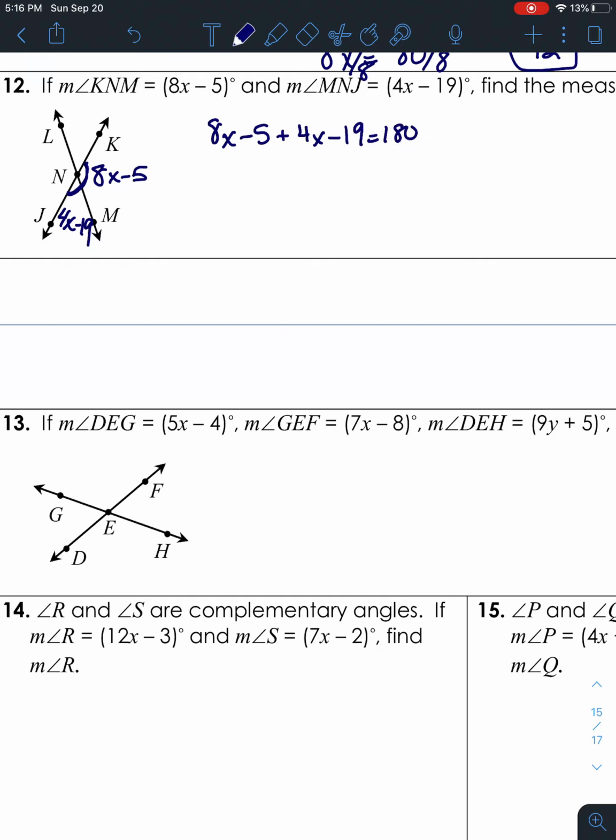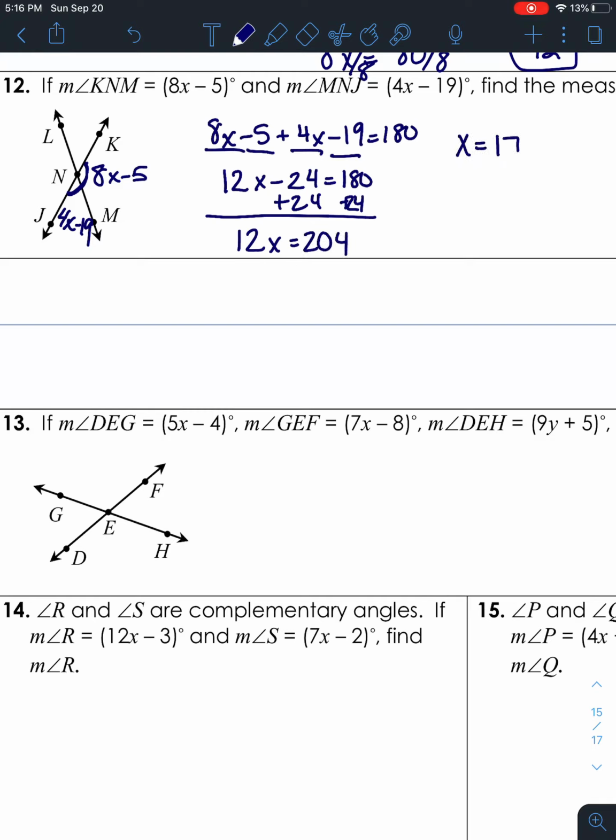All right, let's combine some like terms here. 8x plus 4x gives us 12x. Negative 5 minus 19 is negative 24, which all adds up to 180. It's a minus 24, so we're going to add 24 to both sides. So that gives me 12x equals 204. Divide by 12, so I get x equals 17.